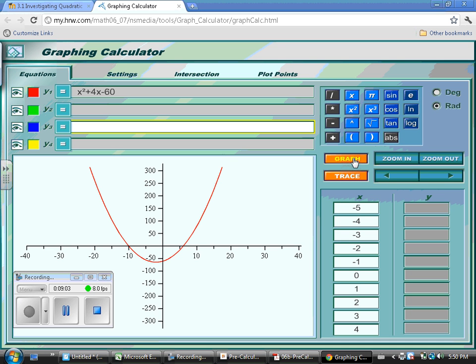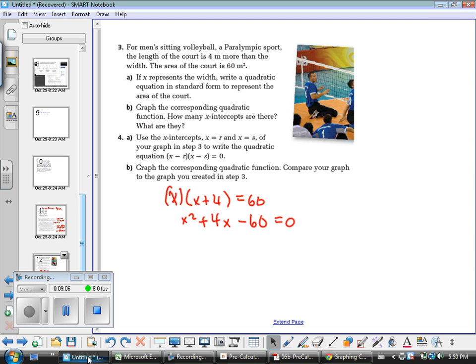Okay, so knowing that my intercepts are negative 10 and 6, I'm going to go back over here. So x is equal to negative 10 and x equals 6 were my two intercepts, so it would go x plus 10, because that's x minus negative 10, times x minus 6 equals 0. It says to write the quadratic equation that way and graph the corresponding function. So x plus 10 times x minus 6.